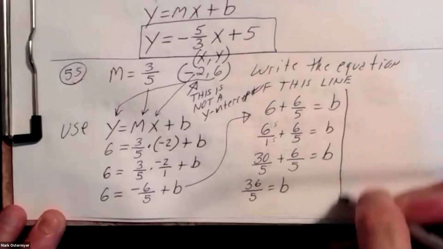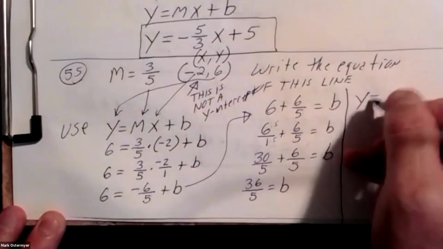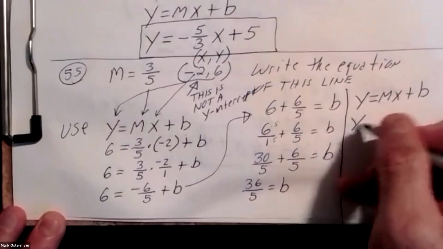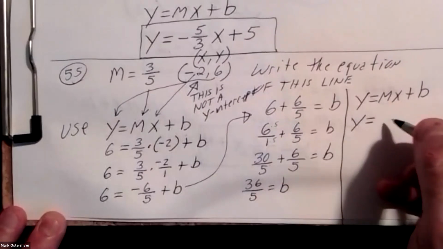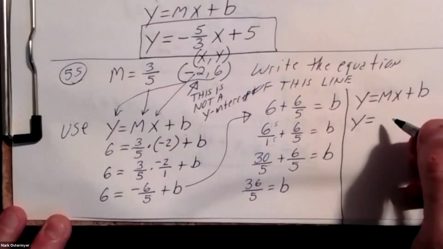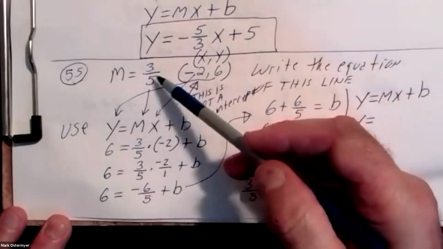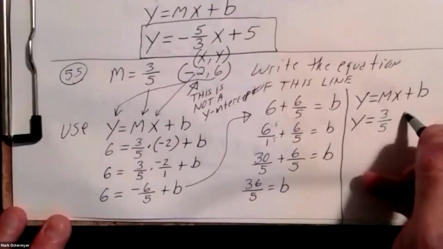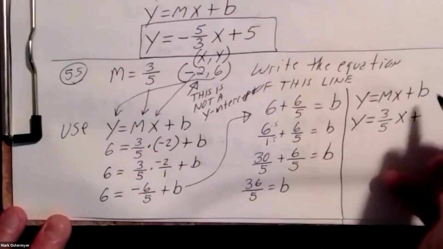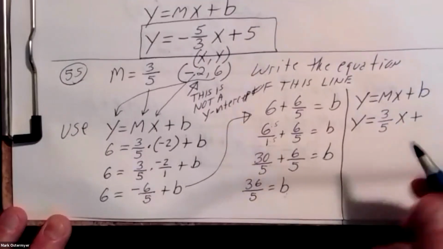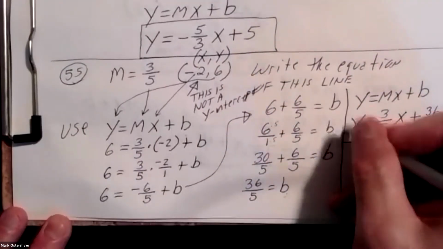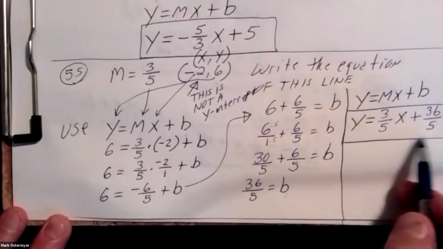So ladies and gentlemen, our equation of our line must be y is equal to what? mx plus b. We found b now. So what's the equation of my line? y is equal to m. What was the slope of the line? 3/5. So the equation of our line is going to be y equals 3/5 x plus, what's b? We found b to be what? 36/5, and we're done. This is the equation of your line in what form?